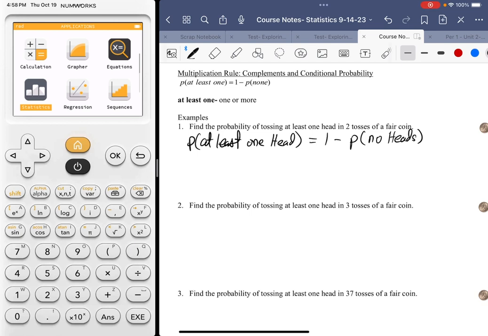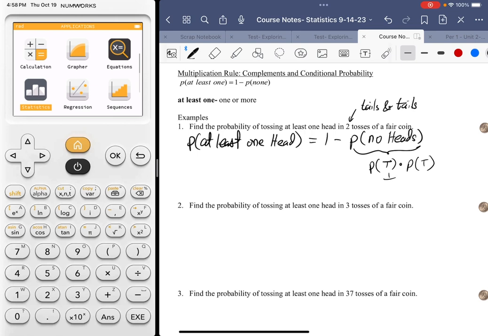So the probability of not getting heads in 2 tosses, that's the same as saying getting tails and tails. All right, so we would be looking at this and saying probability of getting a tails multiplied by the probability of getting another tails. We can do the straight multiplication because they're independent events. Whether I get tails on the first flip of a coin will not impact whether I can get it on the second flip or the third or the 30th flip. It doesn't make a difference.